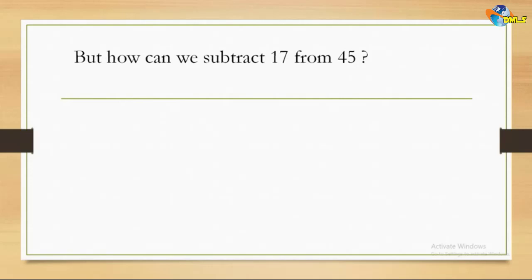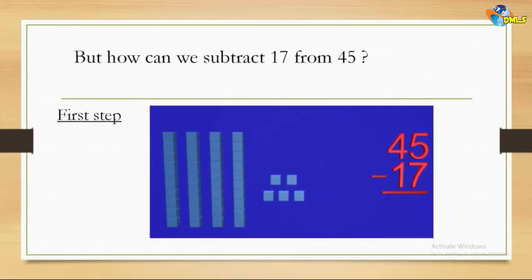If I want to subtract 17 from 45, how can I do it? First step, as you see here, 45 minus 17. Here's a ones digit, here's a tens digit. How many ones in the first number? 5 ones. 5 blocks of ones. How many tens in the first number? 4 tens. 1, 2, 3, 4. So we have 4 tens and 5 ones.